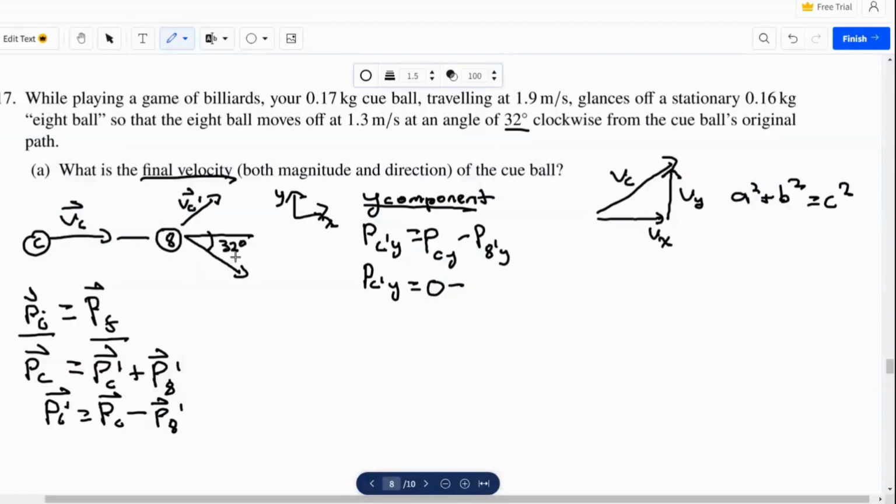And the P8 y, if we see this as a triangle, will be negative the momentum of the 8 ball, P8 prime, the final momentum of the 8 ball, times sine theta, opposite over hypotenuse. So we're left with this side.